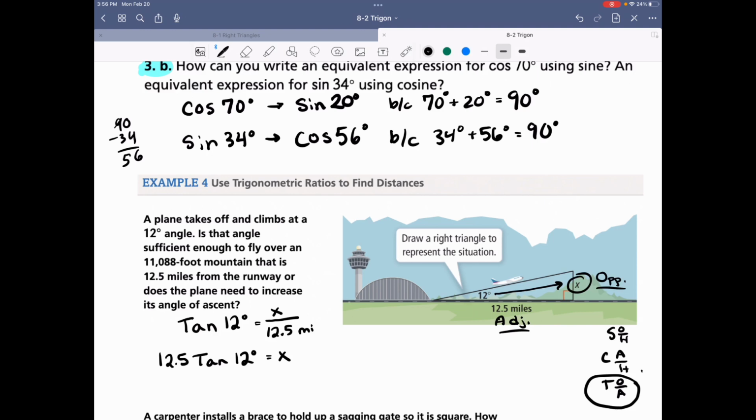And I'm using my phone calculator because I'm at home and I don't have the big calculators. I'm putting in my calculator, turning it sideways, 12.5, and then tangent. Oh, that does not work. So you have to do this backwards in your calculator. You have to put 12 tangent and then times 12.5.